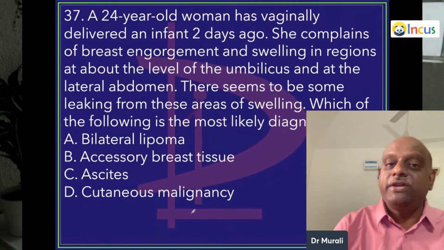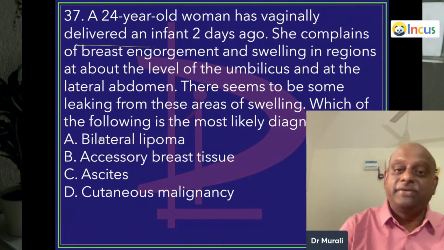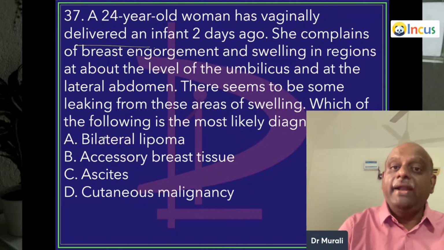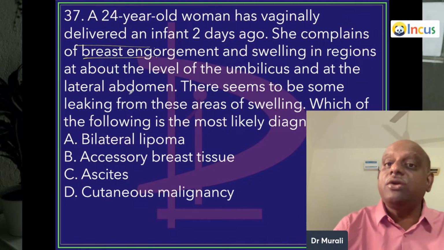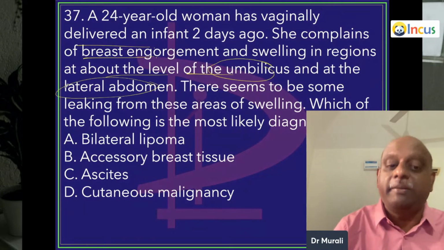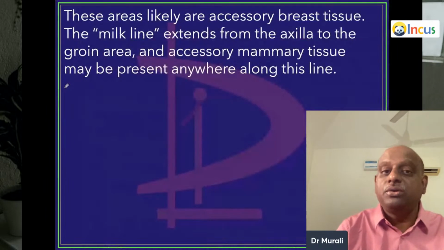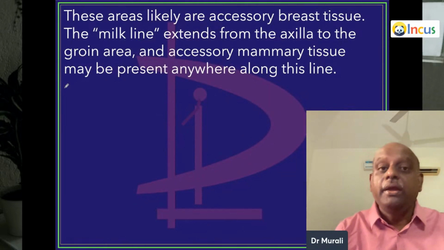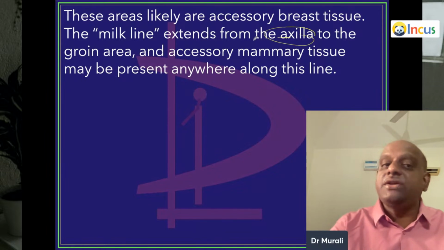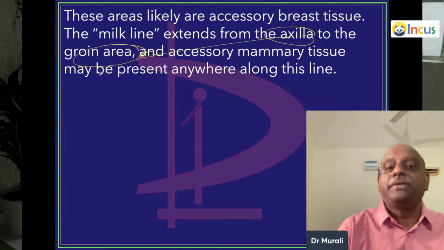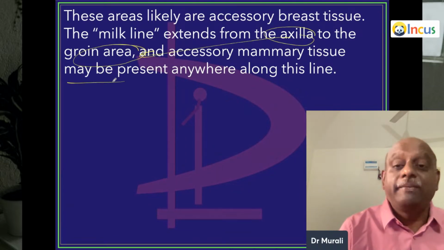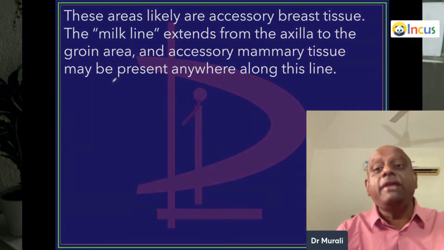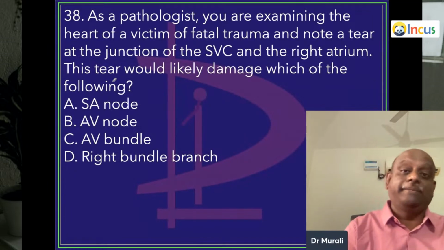A 24-year-old woman vaginally delivered an infant, and there is breast engorgement and swelling in the region above the level of the umbilicus and at the lateral abdomen. So you should know that there are areas which are called accessory breast tissue. The milk line extends from the axilla all the way to the groin, and the accessory mammary tissue can be there anywhere along this line.